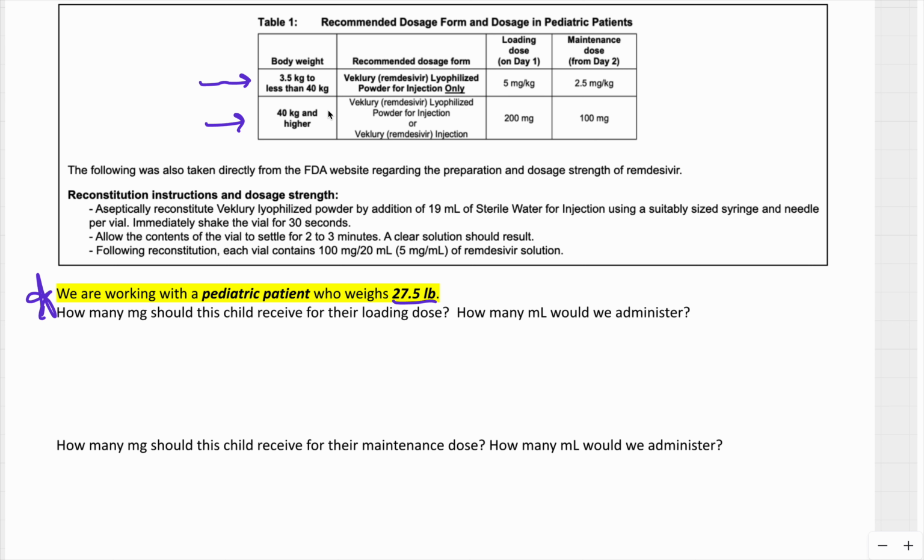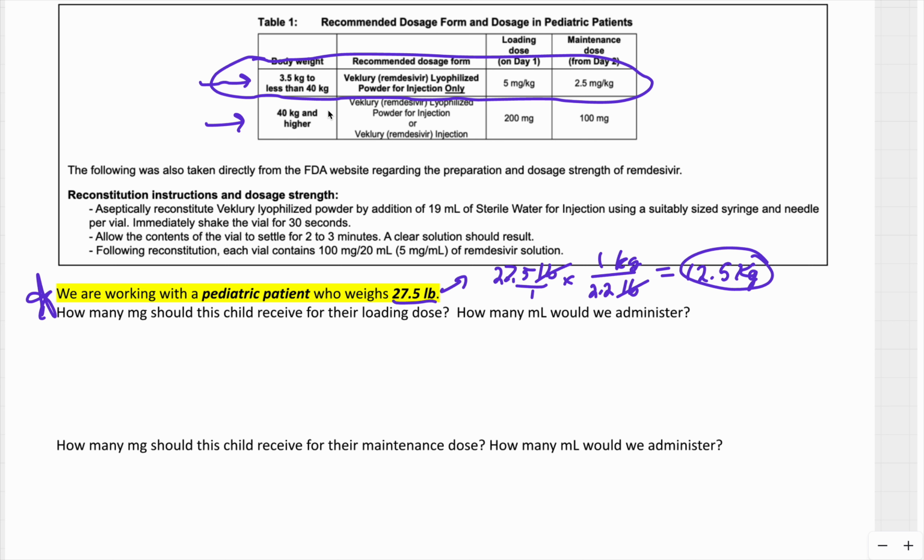And to do that, we're going to convert the 27.5 pounds into kilograms. And I know there are 2.2 pounds in 1 kilogram, so I'm using a little bit of dimensional analysis there. And I should get that this individual weighs 12.5 kilograms. So that means they fall into this first row, 12.5 kilograms. And that means we have to calculate the amount of medication they need for their loading dose based on their weight.